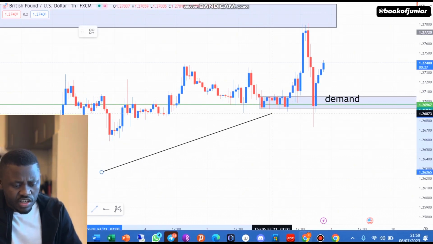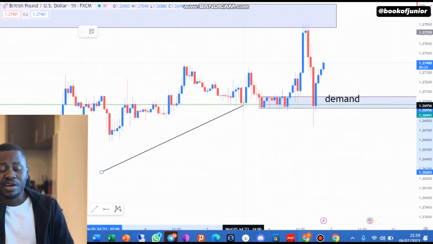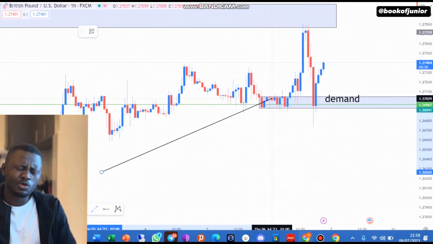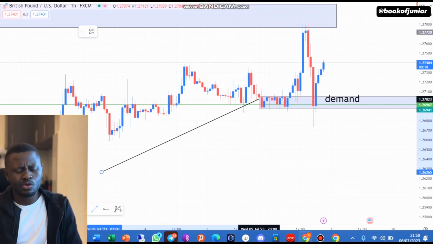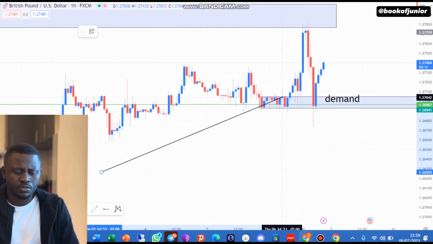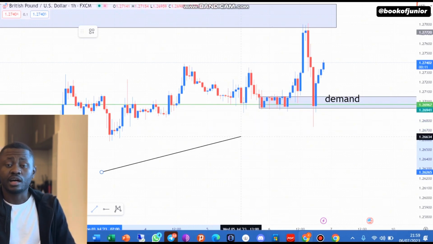The zone that you see here that I marked out already was my demand zone, and also price had given us this consolidation in here, which looked more like a double bottom, but again, if I don't want to confuse myself, I'm just going to call it my demand zone.